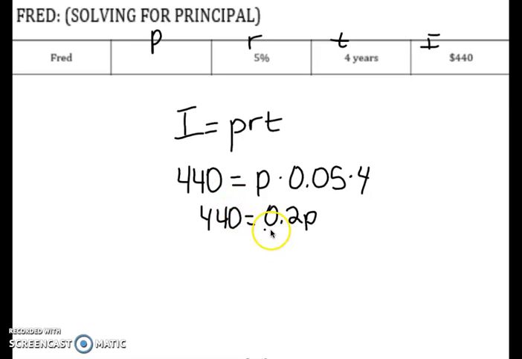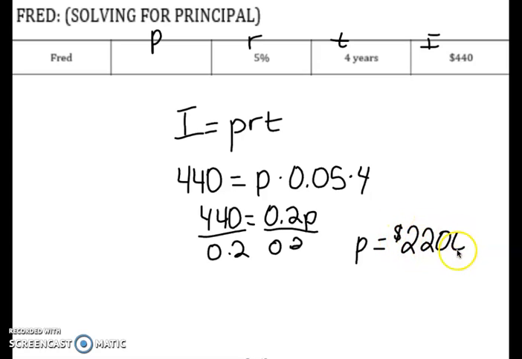So you divide both sides by 2/10. You divide 440 by 2/10, and the principal that Fred put into the bank account was $2,200. That is solving for principal.